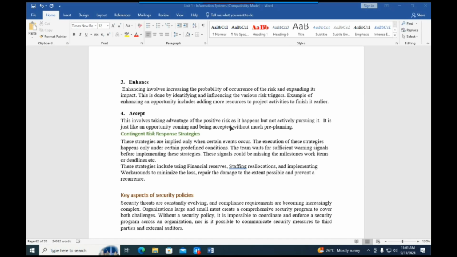Number four, accept. Accept involves taking advantage of the positive risk as it happens, but we are not going to actively pursue it. So it is an opportunity coming, and we accept it without making any pre-planning.